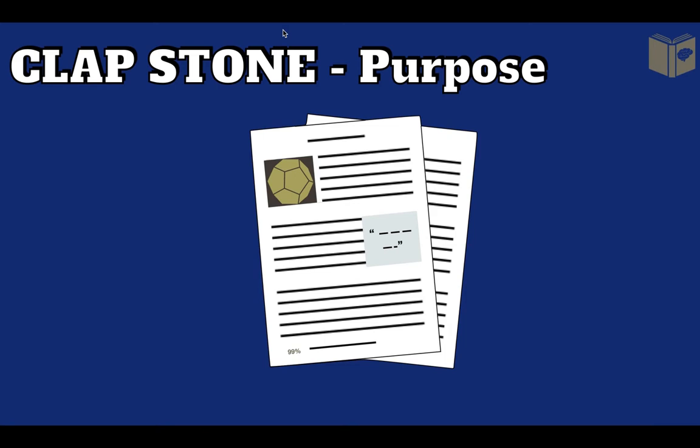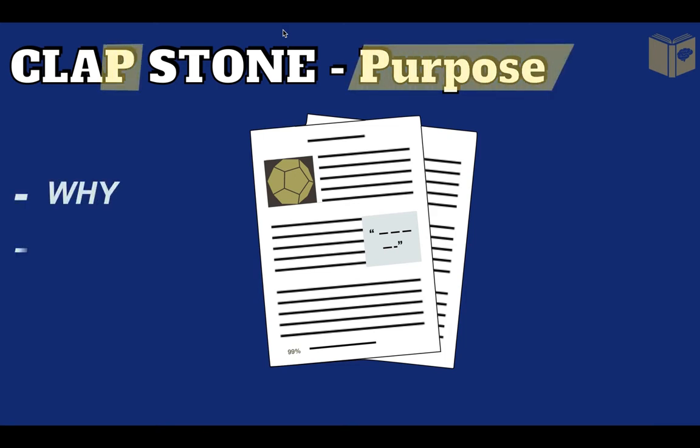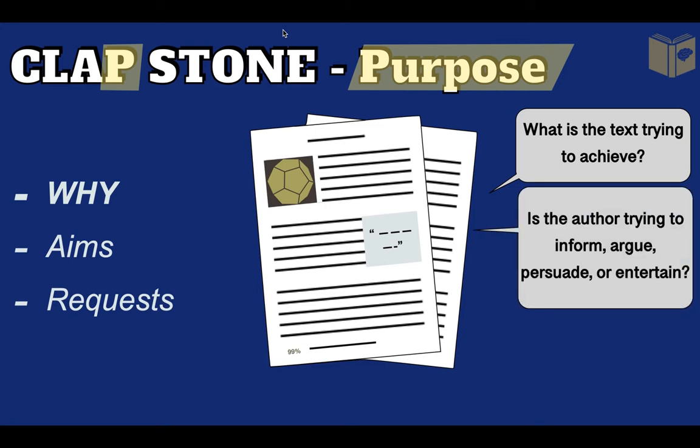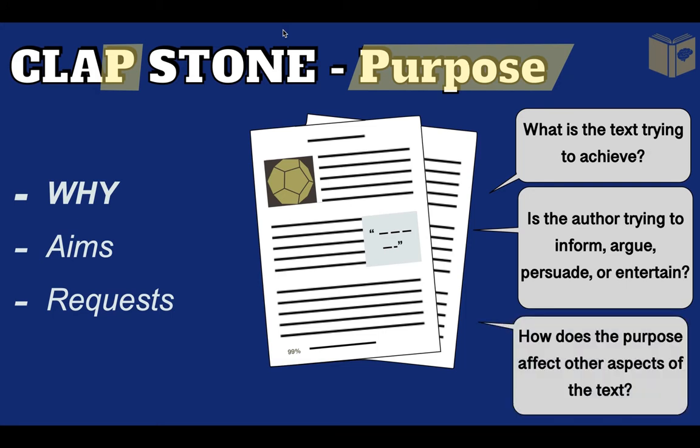The P in Clapstone is for purpose. Another why. Think about the aims of the text, or if it requires or requests anything from its audience. Ask yourself what the text is trying to achieve, whether it is to inform, argue, persuade, or entertain. How does this purpose affect other aspects of the text?